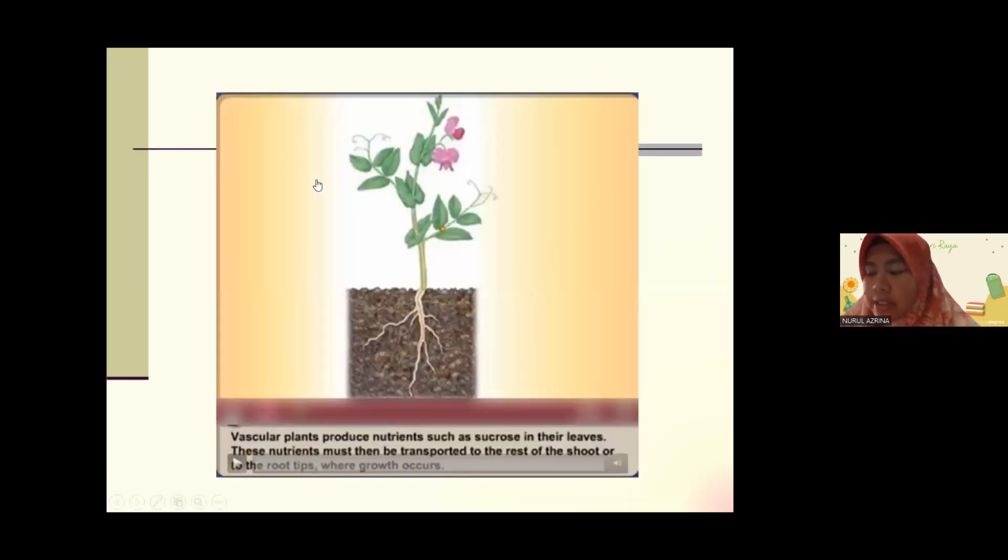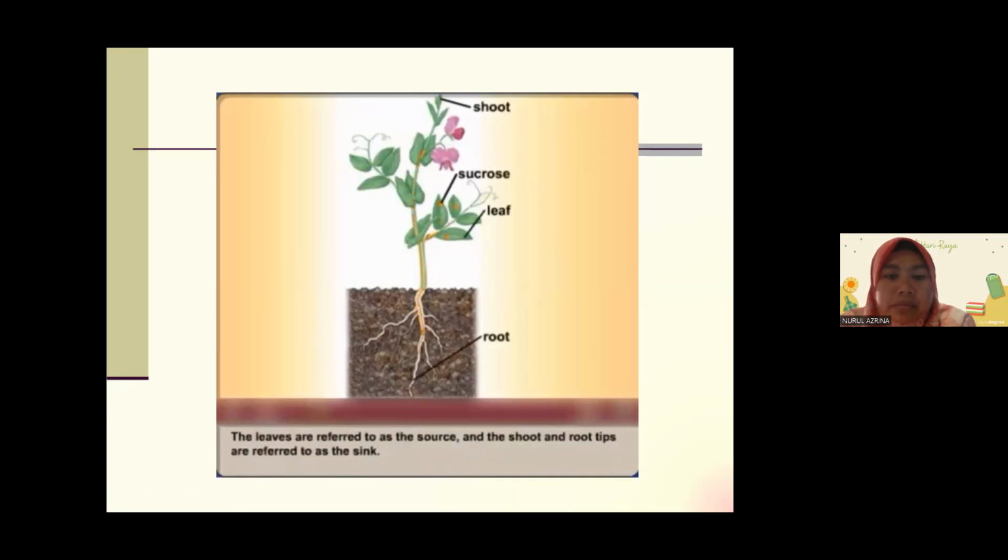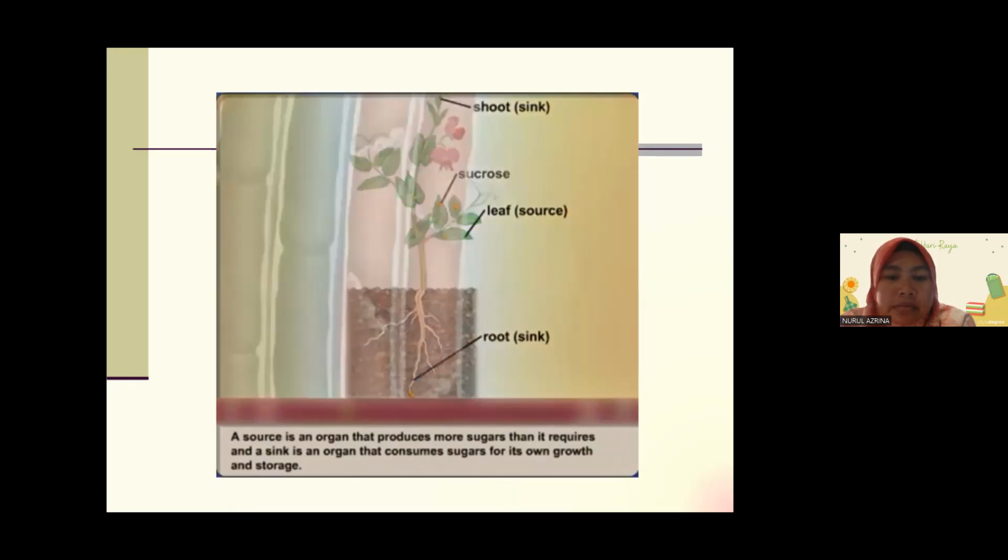Okay, so look at this video. Vascular plants produce nutrients such as sucrose in their leaves. These nutrients must then be transported to the rest of the shoot or to the root tips where growth occurs. The leaves are referred to as the source, and the shoot and root tips are referred to as the sink. A source is an organ that produces more sugars than it requires, and a sink is an organ that consumes sugars for its own growth and storage.